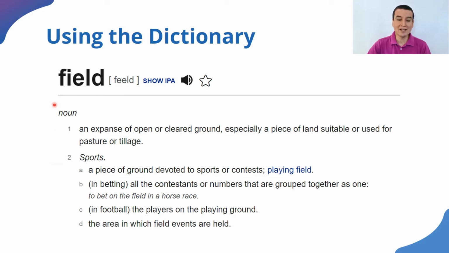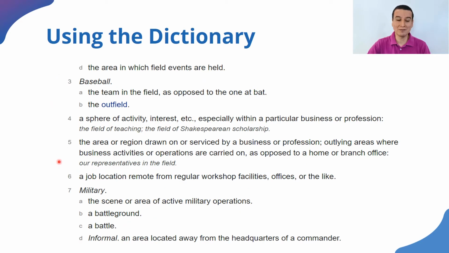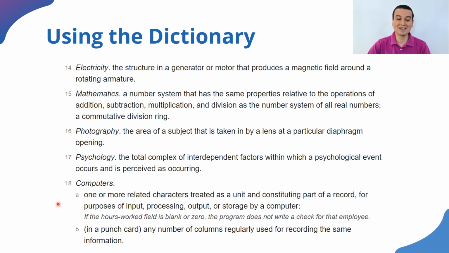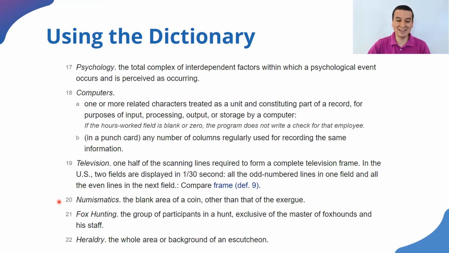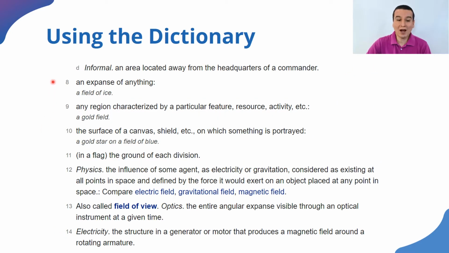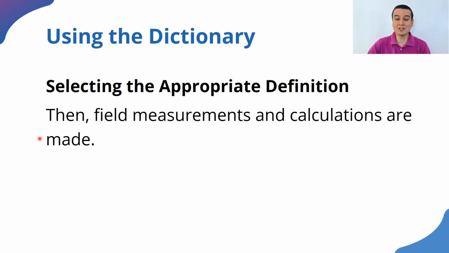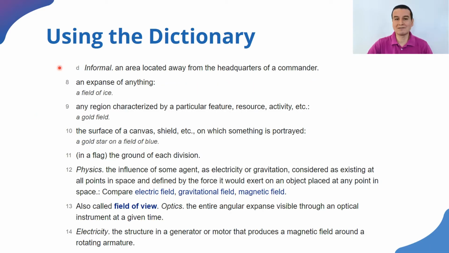Can you believe that? From 1 to, let me move on to the next image and the next and the next and the next definitions. How many? We have 22 different definitions for the word field. Among all those definitions, we have to see which one works in the text where we found the word. It says field measurements and calculations are made. Actually, the one that I think helps us understand the word is this.